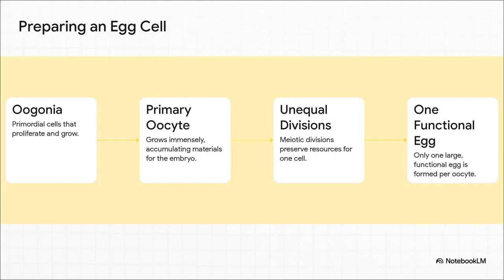So this process also starts with stem cells, the oogonia, which grow into a primary oocyte. But here is the massive difference. When the meiotic divisions happen, they're totally unequal. So instead of making 4 equal cells, all the cytoplasm, all the valuable resources get funneled into just one huge functional egg. The other cells are just these tiny little polar bodies that pretty much get discarded.